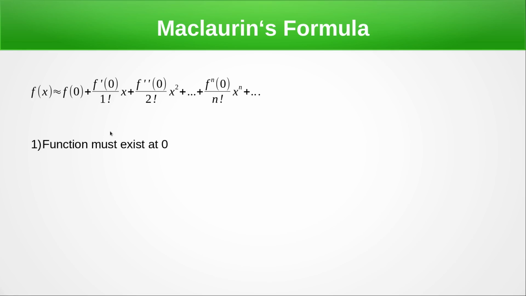Now obviously the function must exist at 0 if we're going to use this formula, because if it doesn't exist it's not going to work. So for instance we can't use this to find the expansion of log x because obviously log of x does not exist at 0. And also this is really important, the more terms we have the better our approximation. If we just do it for the first term then it's not really going to be that useful. The more we have the better it's going to be, and typically speaking you're only going to be interested in the first 3 or 4 terms.